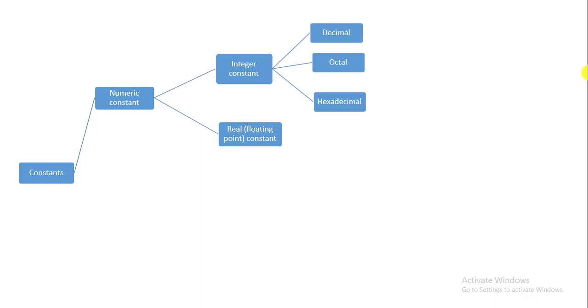And there are three types of integer constants based on the different numbering systems: decimal, octal and hexadecimal. The characters that we can use to represent these numbering systems are, for decimal, digits 0 to 9, for octal, digits 0 to 7, and for hexadecimal, digits 0 to 9 and alphabets from A to F in both uppercase and lowercase.